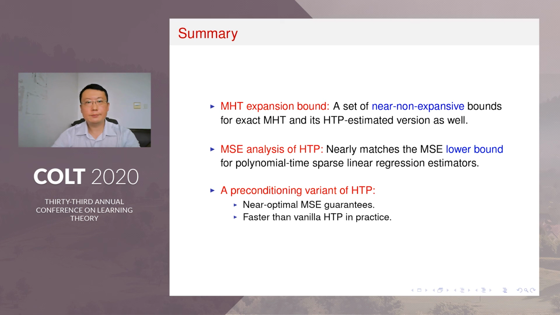To summarize, in this work, we present a set of near non-expansive bounds for MHT and its HTP estimation as well. Based on these bounds, we provide an MSE analysis of HTP that nearly matches the lower bound for polynomial time sparse linear regression estimators. Also, we propose a preconditioning variant of HTP which has near optimal MSE guarantees and exhibits superior computational efficiency than vanilla HTP.